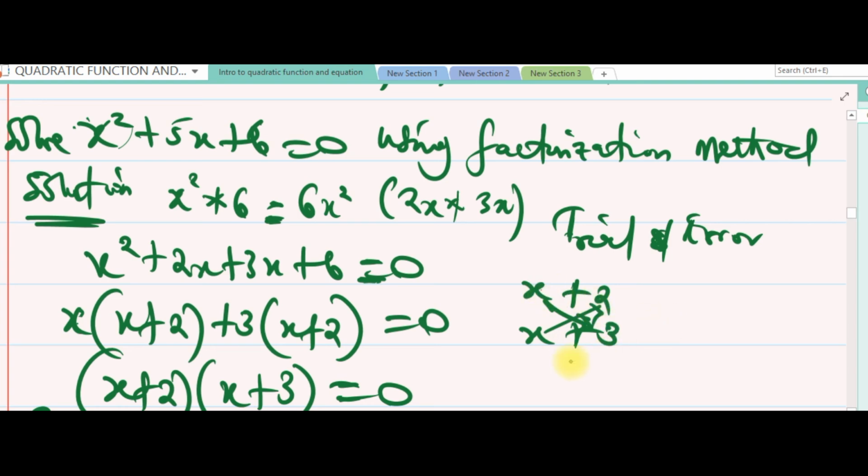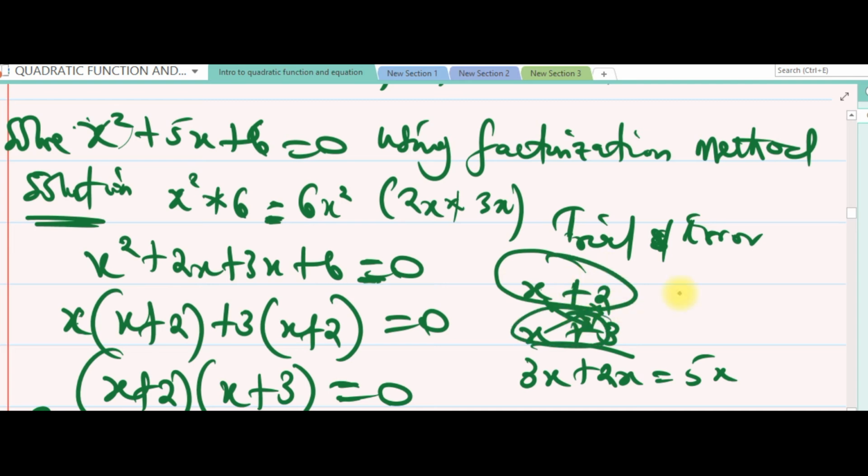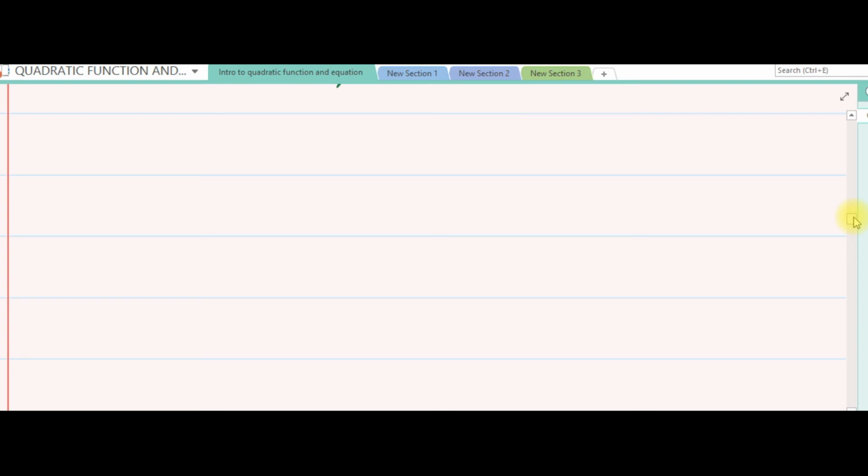I'm saying x multiplies 3, it gives us 3x, and x multiplies 2 gives us 2x, and finally the answer is 5x, which is what we are to get. Since it's 5x, without wasting time, the factored form is x plus 2 and x plus 3. So you just equate each to 0 and find the value of x. This method is very efficient, especially if the numbers are very large.